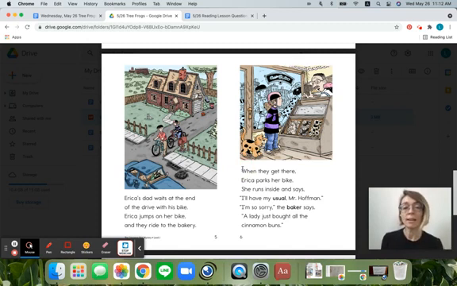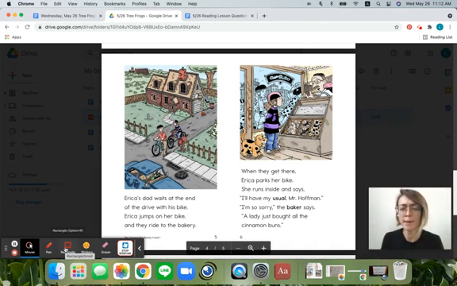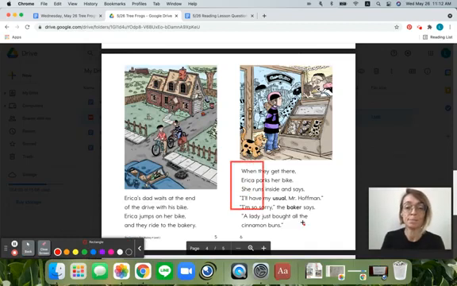When they get there, Erica parks her bike. She runs inside and says, "I'll have my usual, Mr. Hoffman." "I'm so sorry," the baker says. "A lady just bought all the cinnamon buns." Are you seeing a problem here? I hope so. Let's check again this paragraph.